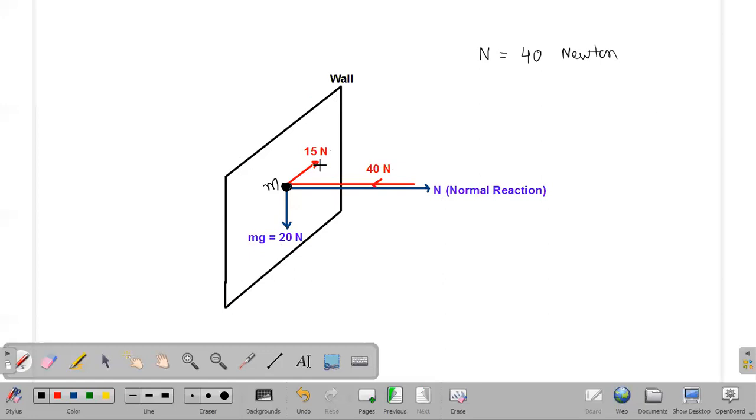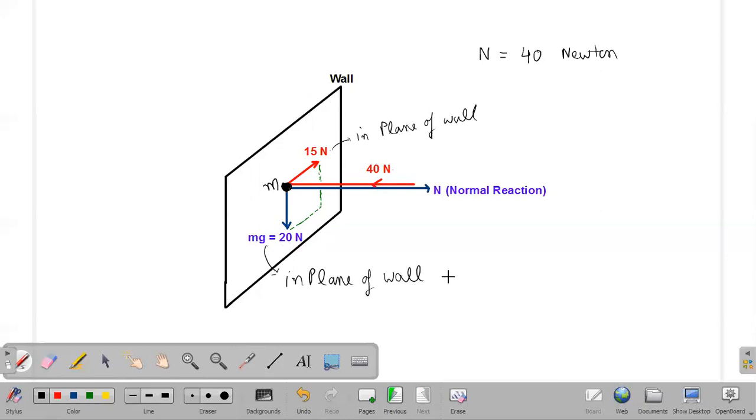Now look at the wall. There are two forces, which are 15 Newton and 20 Newton. These two forces will have a resultant which I can obtain by law of parallelogram. This force of gravity and this 15 Newton are in plane of the wall. 15 Newton is in plane of wall, and this force of gravity is also in plane of wall. And therefore the resultant will also be in the same plane.